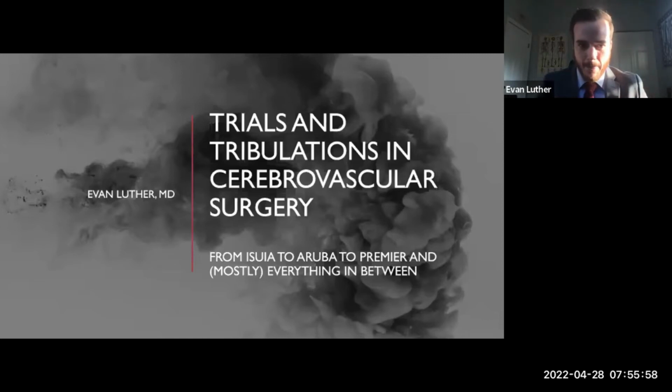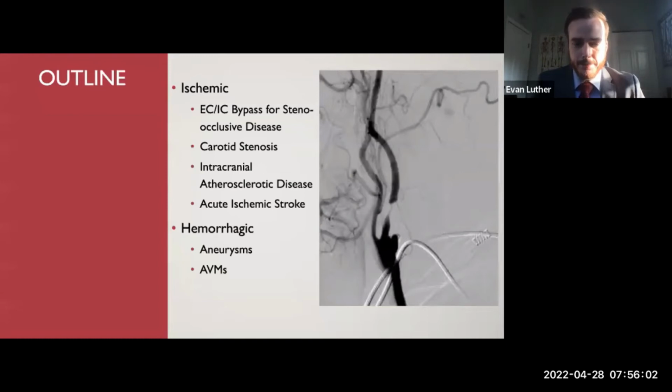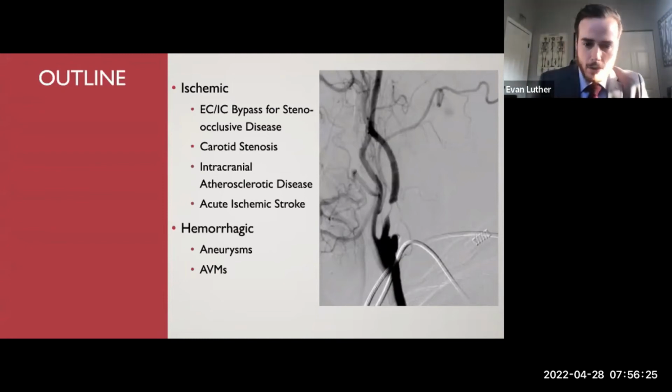This is just an overview of what the talk is going to be about today. As many of you know, we could probably spend an entire hour discussing each one of these trials. So really today, the plan is not to go into too much depth in any one study, but to provide an overview of each of the studies. Broadly, I divided the trials into two categories. One is ischemic, and the other is hemorrhagic.